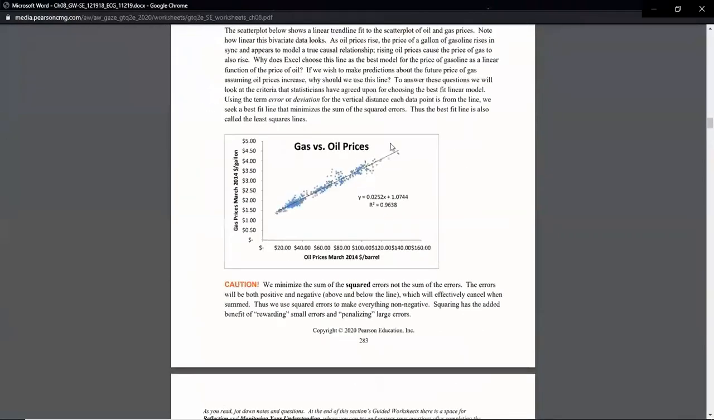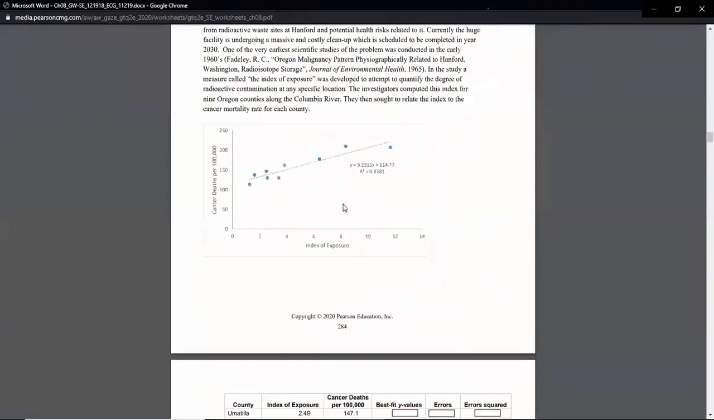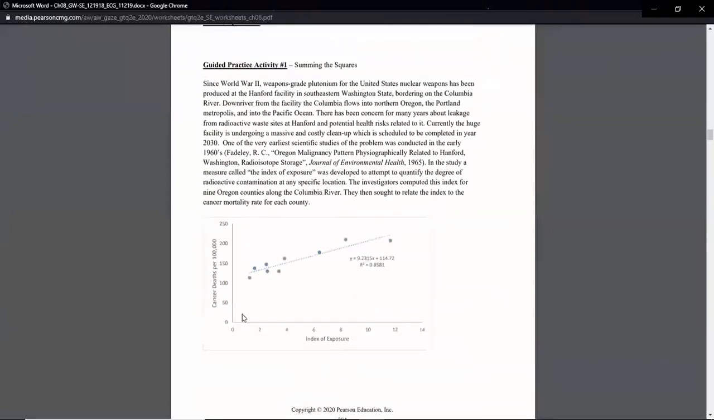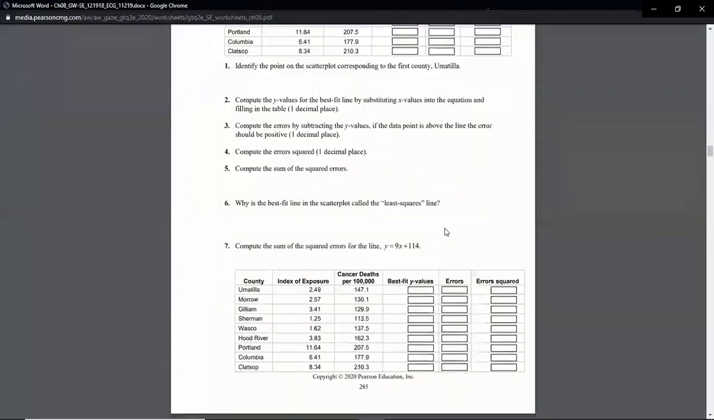Here's that gas versus oil prices again. We've already talked about that. Here's another one dealing with index of exposure to plutonium versus cancer deaths per 100,000 people. And we see that it seems to be increasing. We don't really have a gauge of what index of exposure means. We're not studying this. But these are a scary amount of deaths per 100,000 people. It's not super high, but you don't want to see any of them. And there's an 85% correlation. So it seems like plutonium causes cancer. But again, I'm not saying it causes it. It seems like it. There's definite correlation. We'd have to do some science to get the causation.